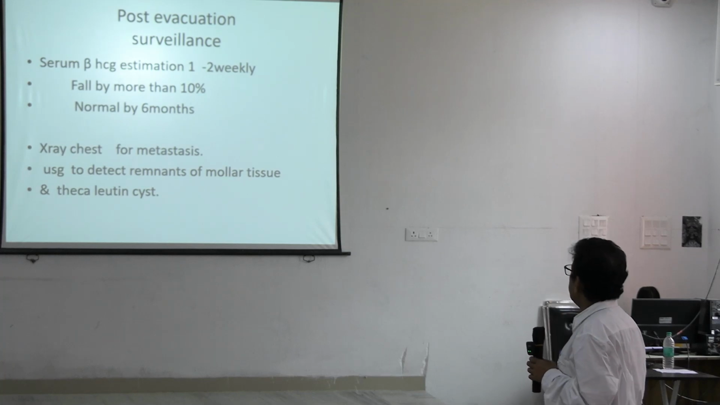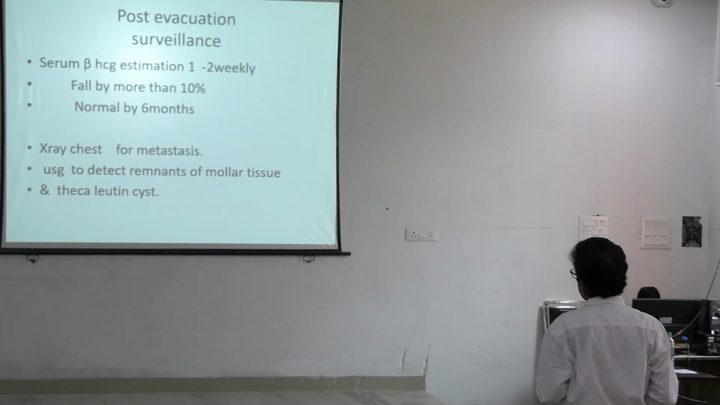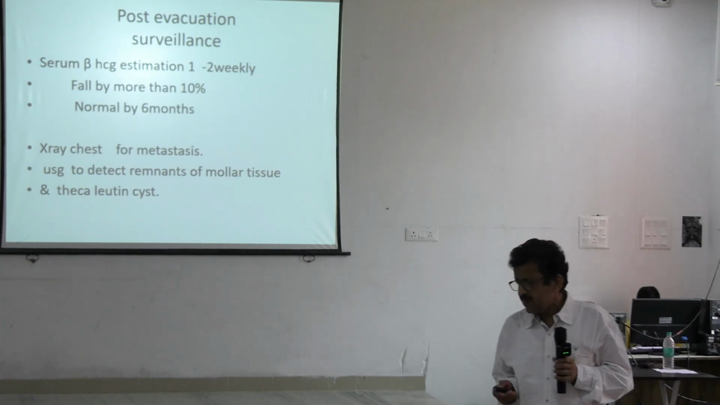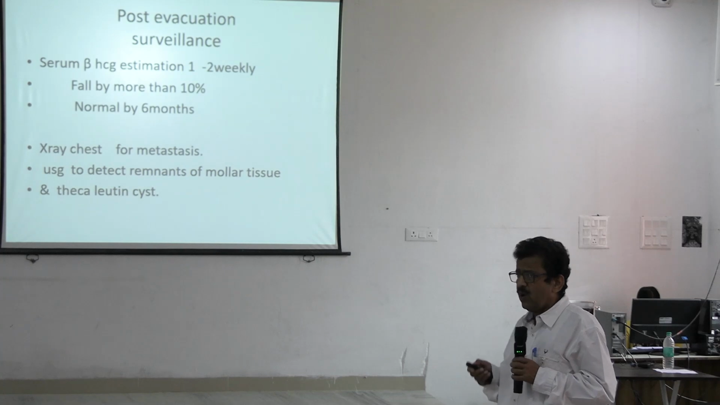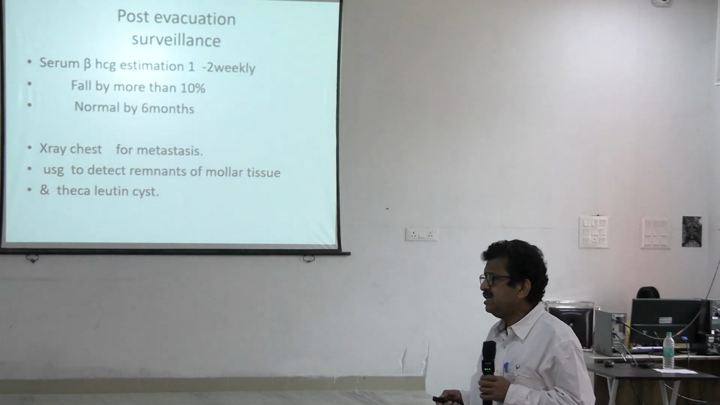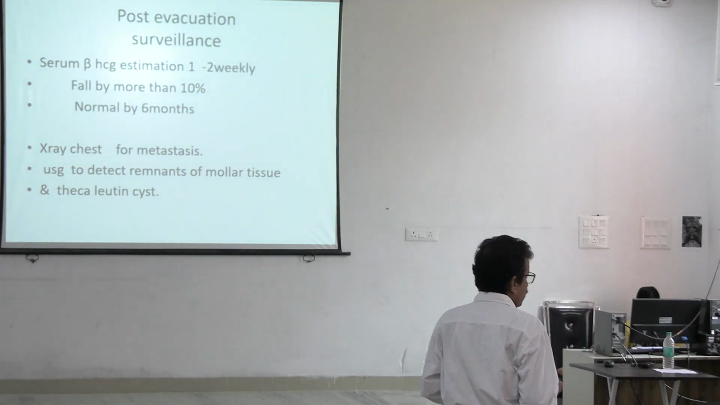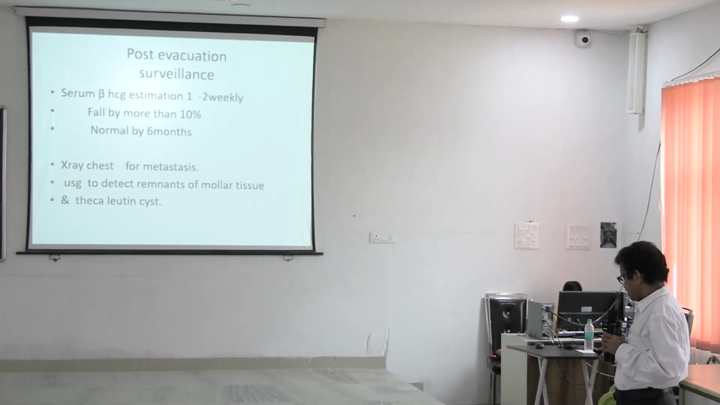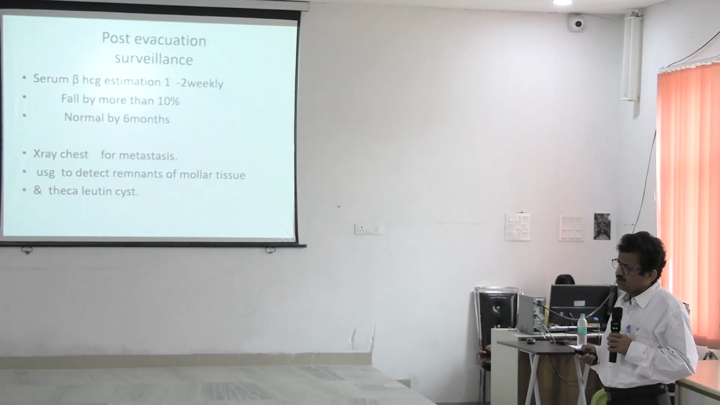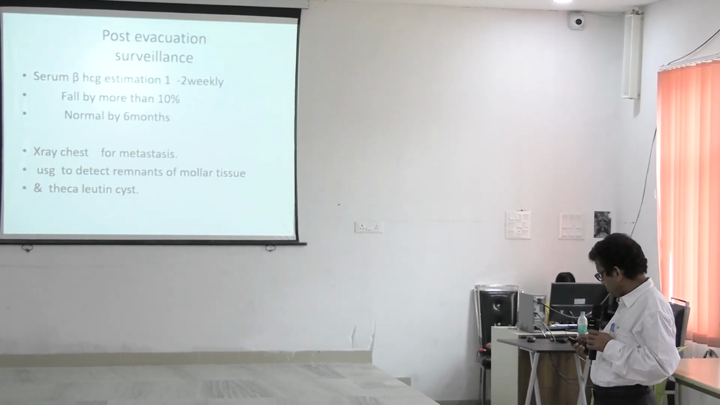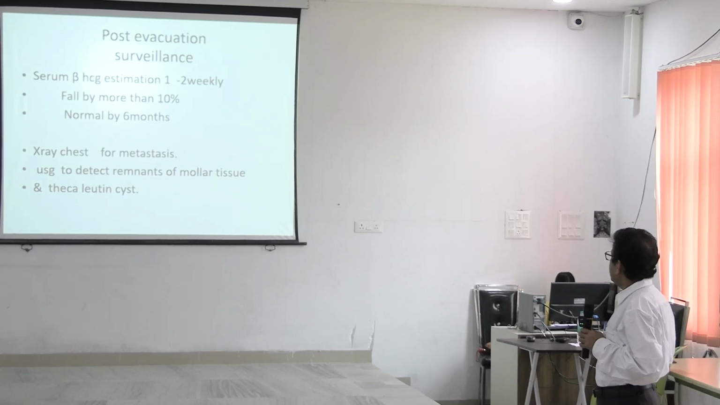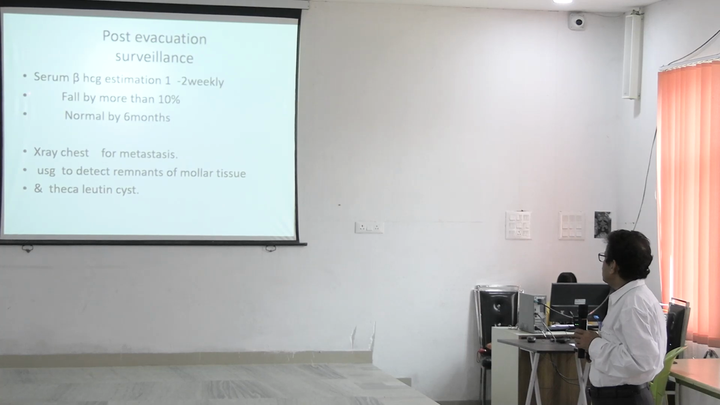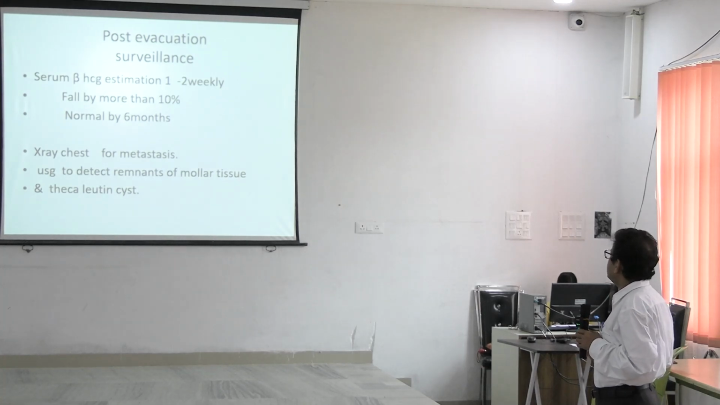Then, how to do the post-evacuation surveillance. What are the risks of molar pregnancy? Number one, definitely you have to say that it is a risk of malignancy, which is more than 20%. So because of the chance of malignancy, you have to monitor the woman by beta hCG estimation 1 to 2 weekly, to see whether it is falling, plateauing, or rising.